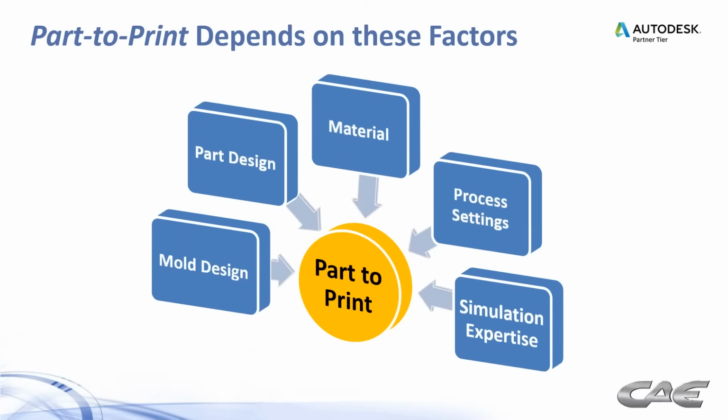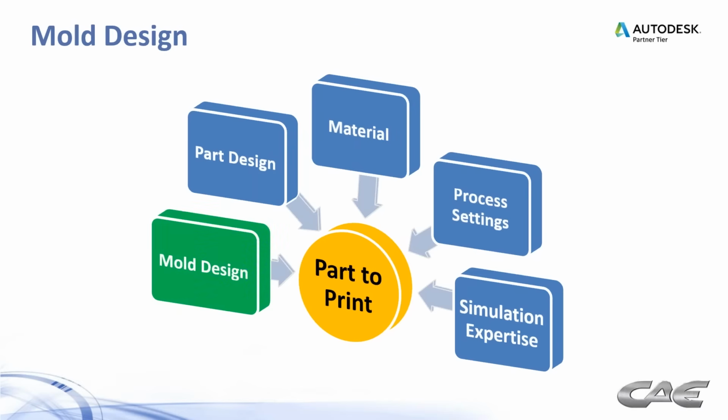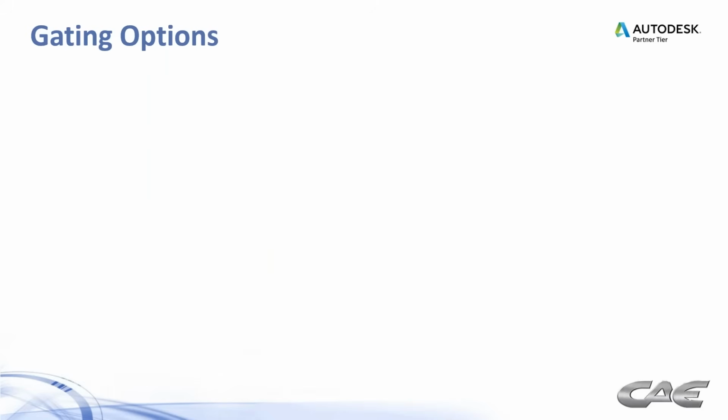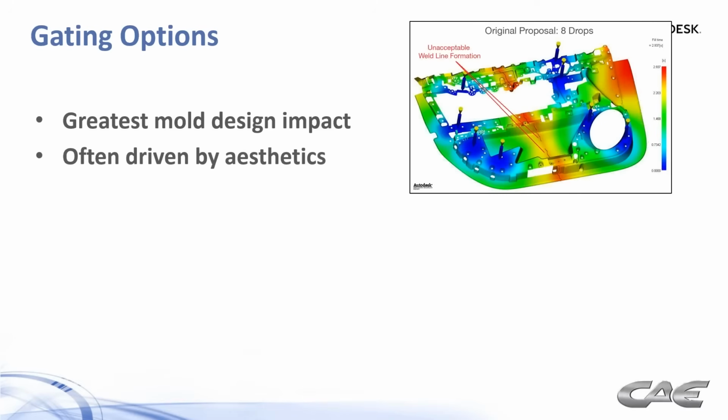So part to print depends on all of these factors. The first one of which we're going to focus on is the mold design. And this really boils down to two things that I think are most important. First of all, gating. And I would argue that this, in most cases, has the greatest mold design impact. It's often driven by aesthetics.